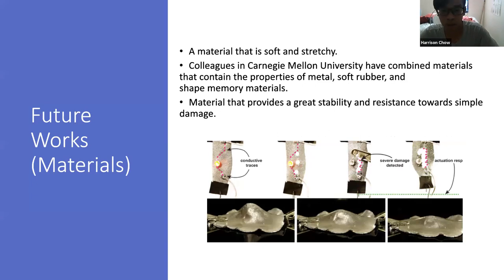It's trying to get into the eco-friendly. So there's some metal, soft rubber, and some shape memory material. As you can see in the image below, the material is working perfectly. In the second one, it shows that there are some holes in it, but the material's function is still working. Even though there are some bits of damage, it is still functioning, which shows that the idea of resistance to a bit of damage is very positive.